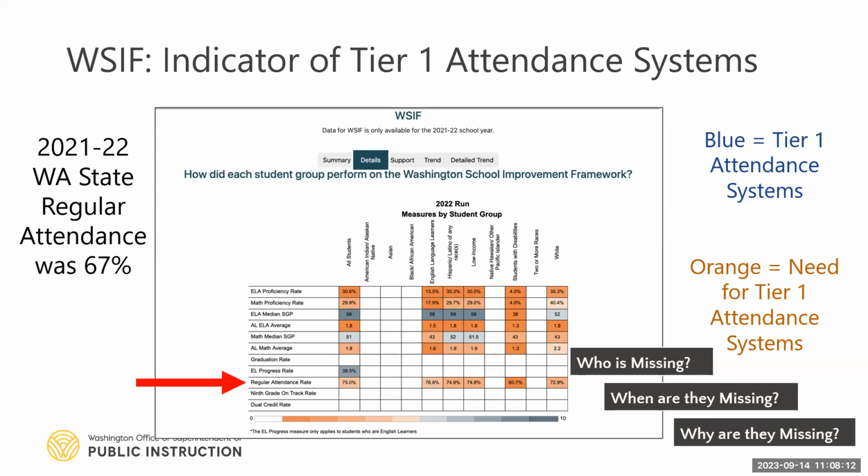Orange means there's typically not a tier one system in place. It's an indicator that the tier one's missing. Blue means you may have some tier one systems and practices that are sustaining and students are responding to. So this is really good subgroup data and all student data.